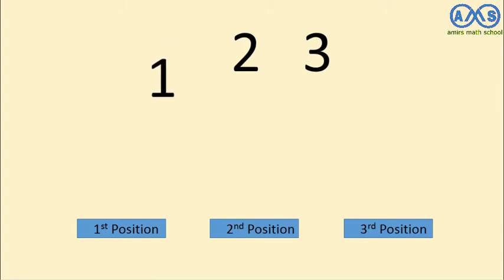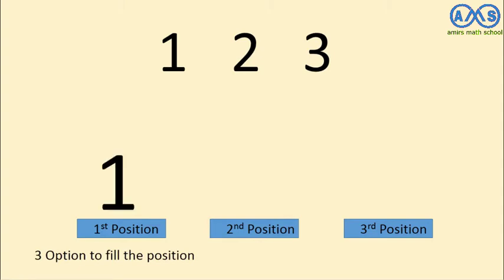For the first position, we can fill it with 1, 2 or 3. So for the first position, we have 3 alternatives. Suppose we fill the first position with any of these digits. So for the second position, we have 2 alternatives.